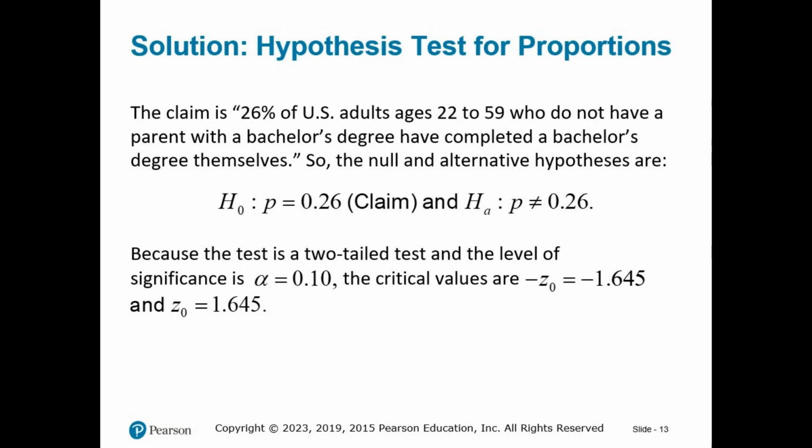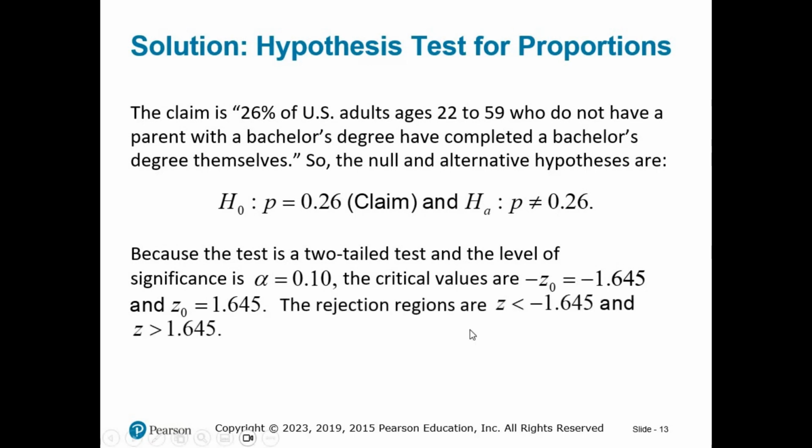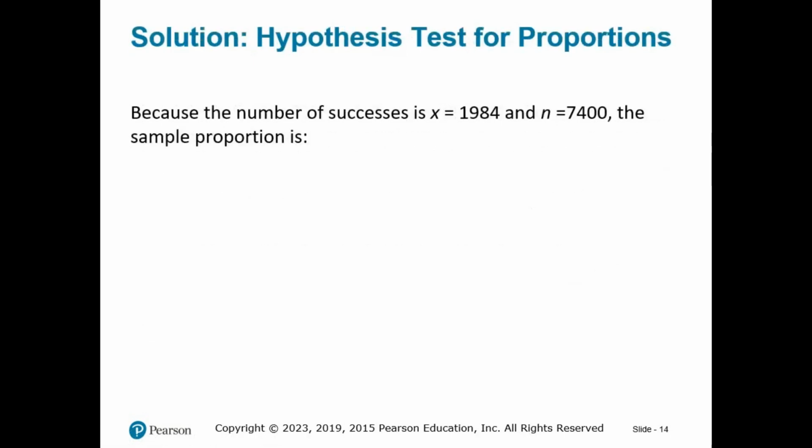So what are the rejection regions? Those will be to the left of the negative critical point and to the right of the positive one. Okay, we're getting a picture of it. Now we're going to do that little tidbit mentioned before this problem. When we don't have a p-hat, or sample proportion, we use number of successes over sample size. So in this case, successes is 1984, n is 7,400. Take a moment to figure that out. When we divide, we get 0.268.